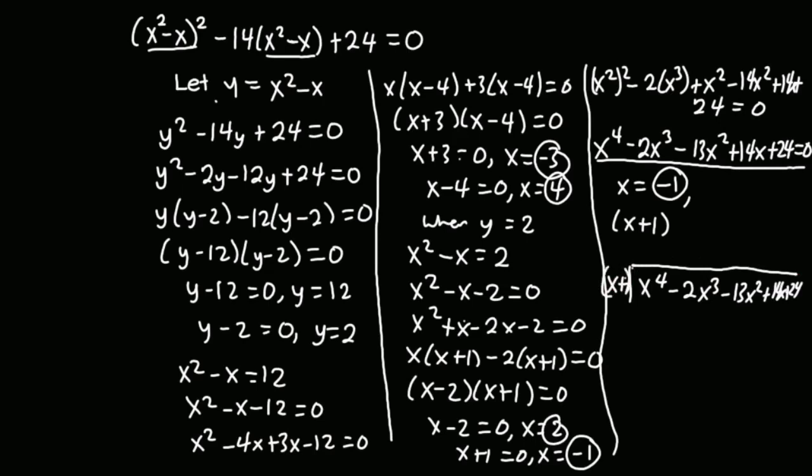But what I'm saying is that if you give this entire equation to the calculator, you end up getting x is equal to negative 1, x is equal to 2, x is equal to negative 3, and finally x is equal to 4.